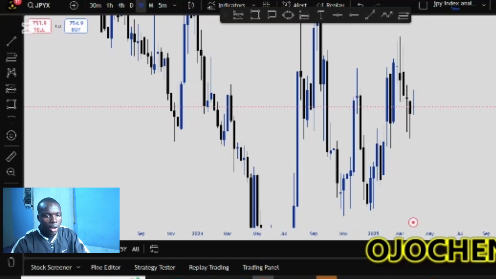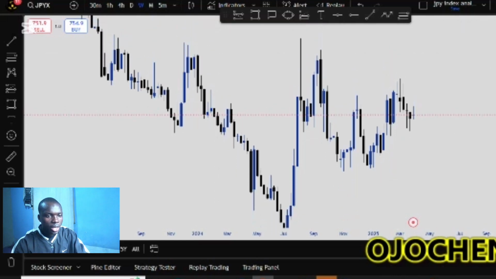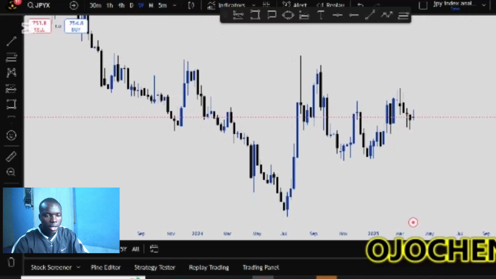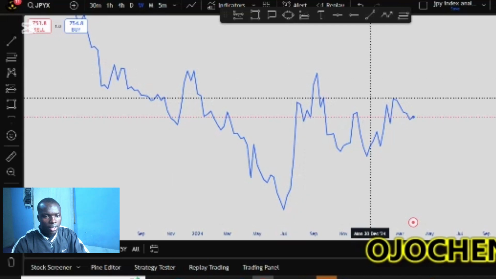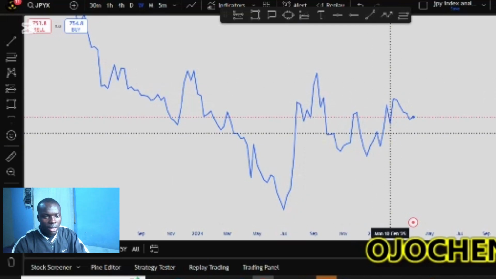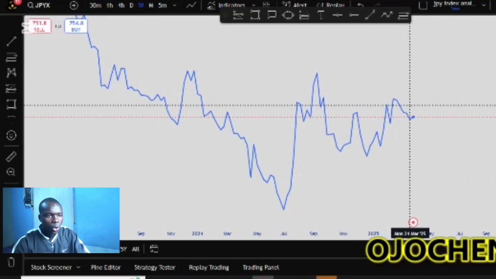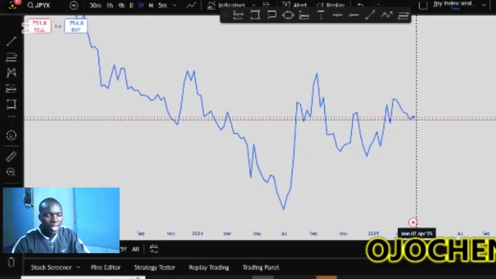Now what can we see here? I'll go on the line chart. I'll use the line chart to determine my trend on the weekly. So on the weekly here, we can see that we are bullish on the JPYX. So we can see we are bullish, and right now we are on a correction right down here. So bullish on the weekly.